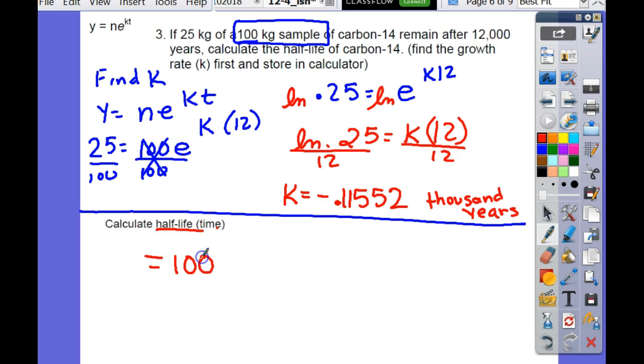We start with 100 grams, e^(-0.1155t), and we're solving for t. And what does this word say right here? What's half of 100? Because this says half right here, I'm using half of 100. And then I'm solving it.